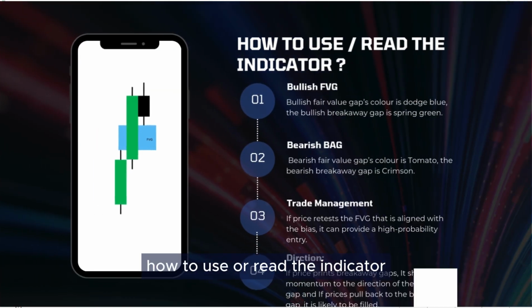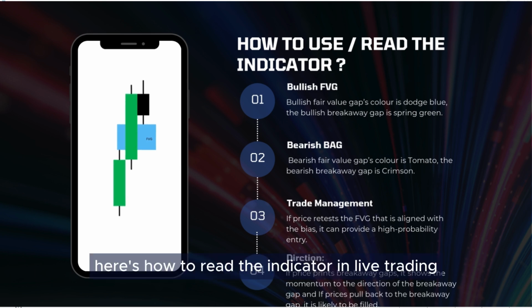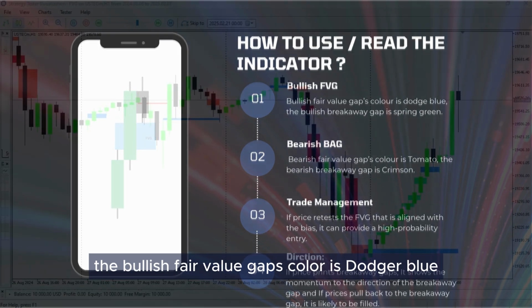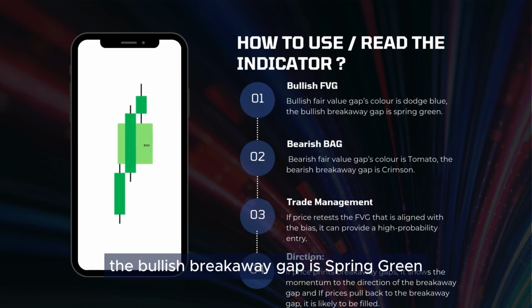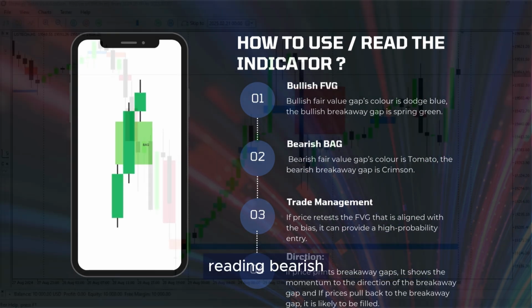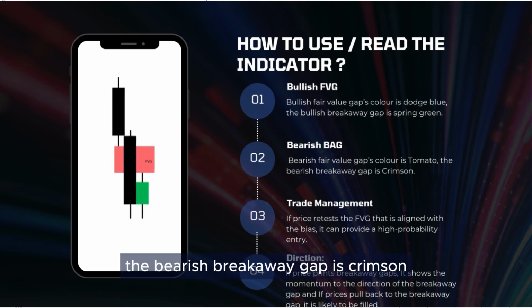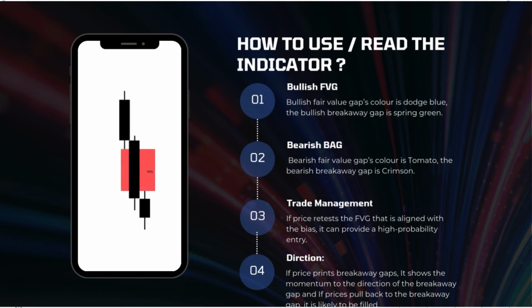How to use or read the indicator. Here's how to read the indicator in live trading. Reading bullish. The bullish fair value gap's color is Dodger blue. The bullish breakaway gap is spring green. Reading bearish. The bearish fair value gap's color is tomato. The bearish breakaway gap is crimson.